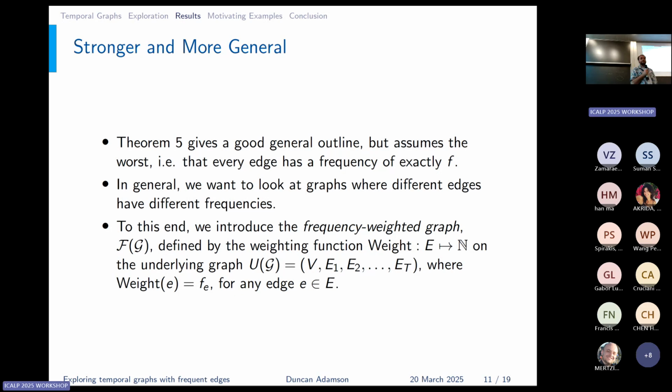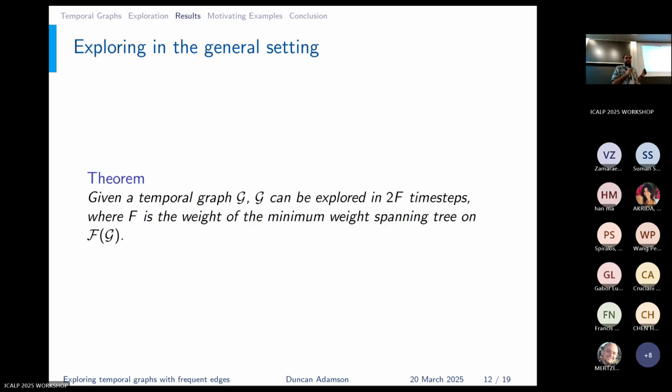Here we're going to be using an idea which I call the frequency-weighted graph. And this is just a static weighted graph where our weighting function maps each edge to the frequency of that edge. So if an edge is 10-frequent, the weight on the edge in this new graph is 10, and so on. Our claim here is that if we have a temporal graph, then it can be explored in 2 times F time steps, where capital F here is the weight of the minimum spanning tree on this graph.